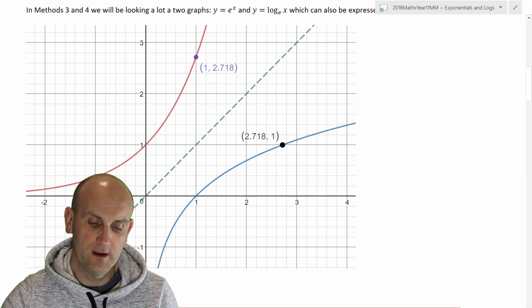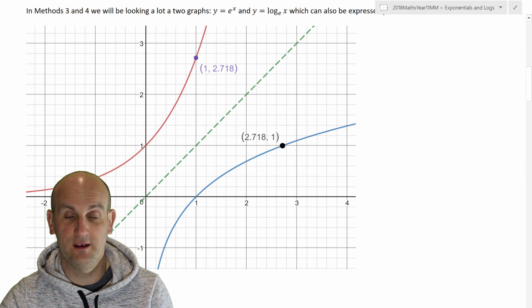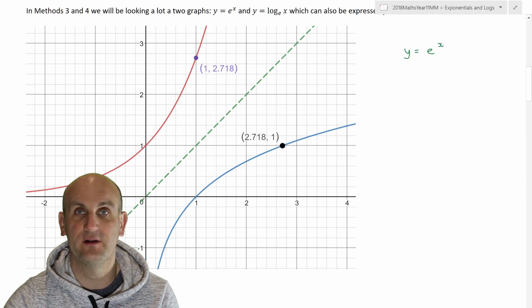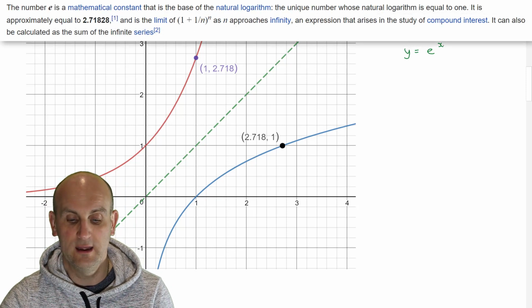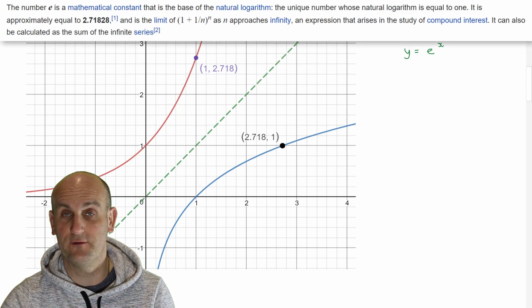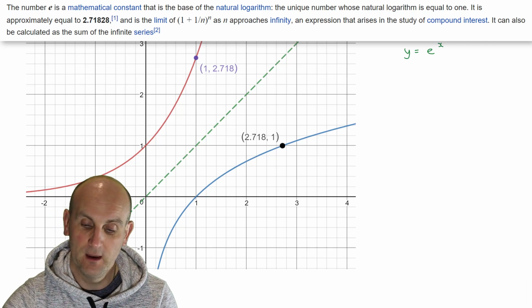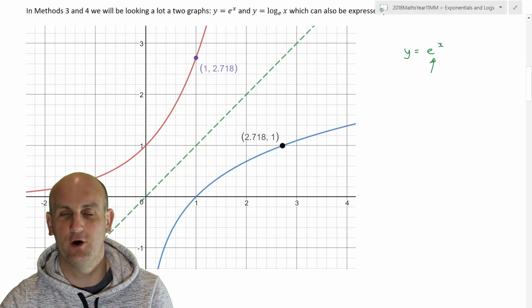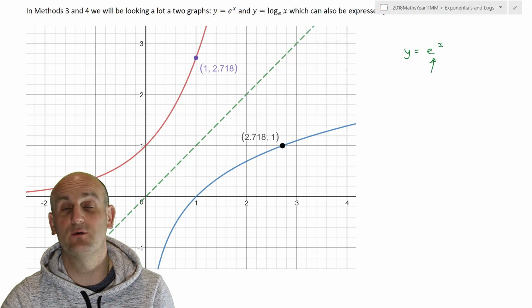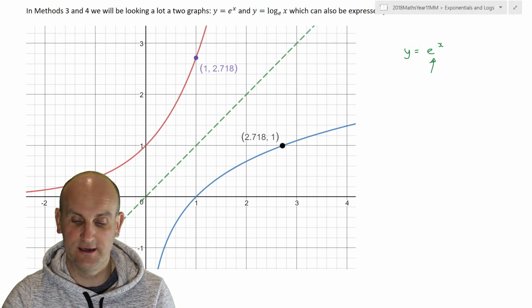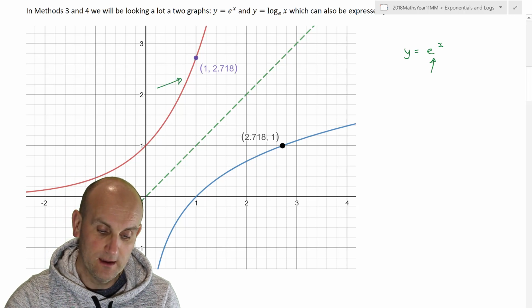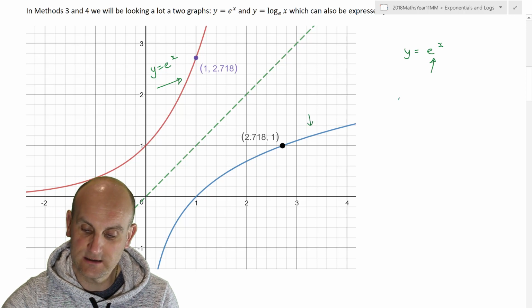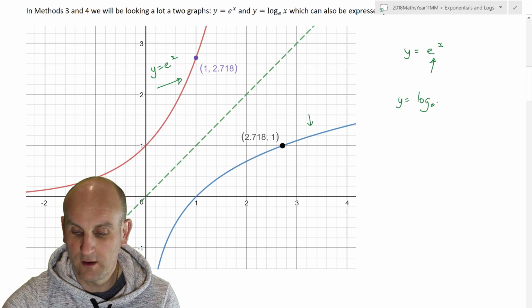And just to prove, for Methods 3 and 4, what you'll see above me is a graph called y equals e to the power of x. Now, that's used a lot in Methods 3 and 4. Again, it is a graph of an exponential function, but e here is actually a number, 2.718, and it goes on. And it's actually quite an important number for real-world applications. But this graph here is called y equals e to the power of x. And this graph here actually is y equals log base e of x.